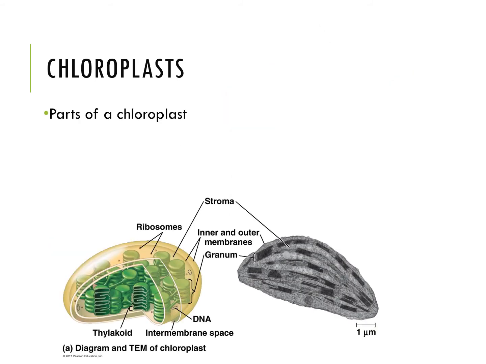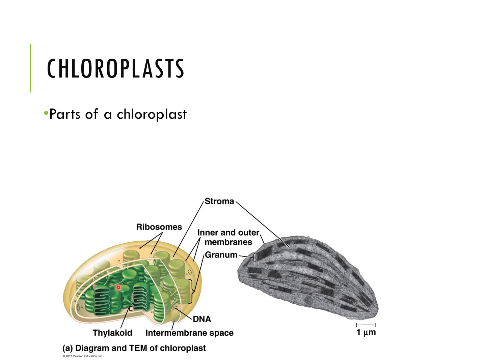So getting into the parts of the chloroplast, we'll get more into this later when we talk about photosynthesis. But you have the outer layer. This is a two-part membrane. So you have this outer layer, and then you have the inner layer. And then you have these things.